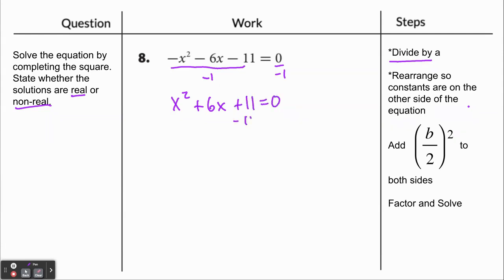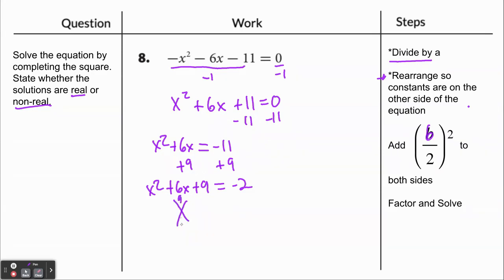Now we've got to subtract 11 to rearrange so that the constants are on one side. So I get x squared plus 6x equals -11. Now I need to add b over 2 squared to both sides. B is just 6. 6 over 2 is 3. 3 squared is 9. So I'm going to add 9 to both sides, which gives me x squared plus 6x plus 9 equals -2.